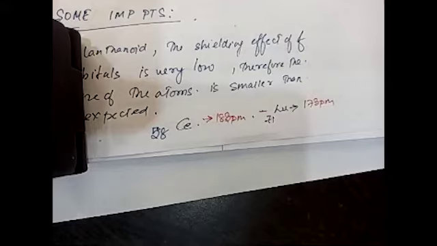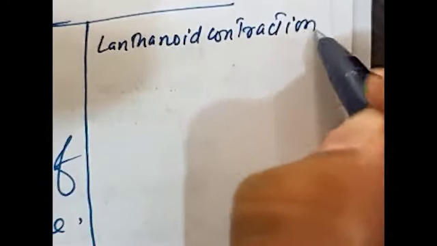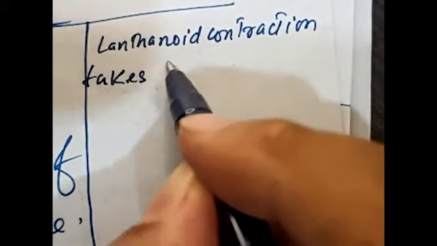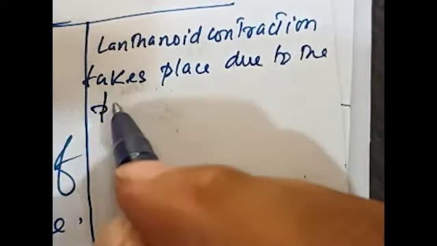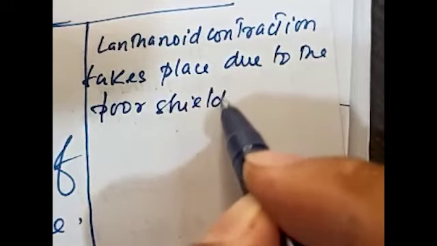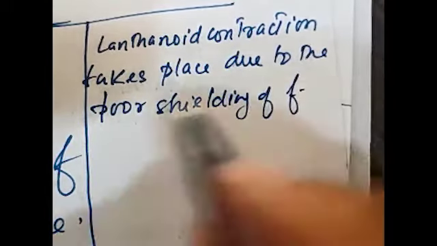So the sizes of the atoms are nearly the same. And because of what reason? Because of lanthanoid contraction. Already we have discussed lanthanoid contraction, now I will tell you again. Lanthanoid contraction takes place due to the poor shielding of f orbitals.